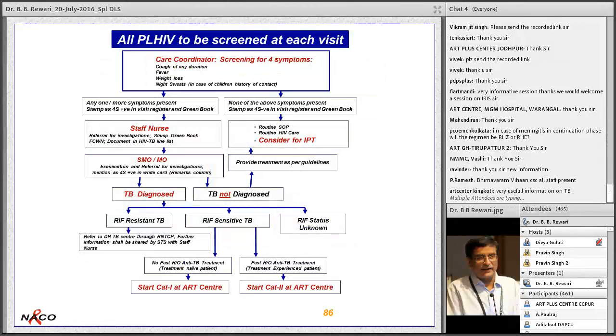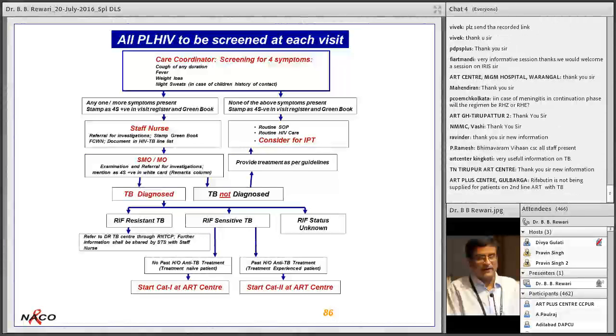I'm not going into the detail of this complicated thing, you can look at it, but this has been sent to you. All patients have to be fast tracked to a staff nurse, who will fast track to the SMO, for diagnosis, and TB is diagnosed. Then a rifampicin sensitivity test will be done, and accordingly patients will be managed.